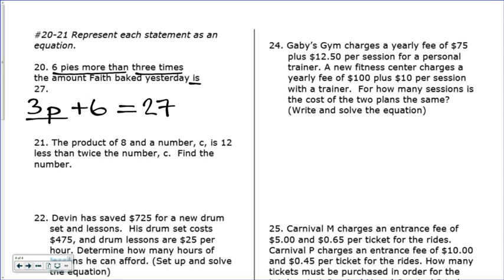So 6 pies more than, that's where we're adding our 6. 3 times the amount she baked yesterday. So she baked 3 times something. We don't know how many she baked. And then it is equal to 27. All right, let's do one more. Let's do number 26.